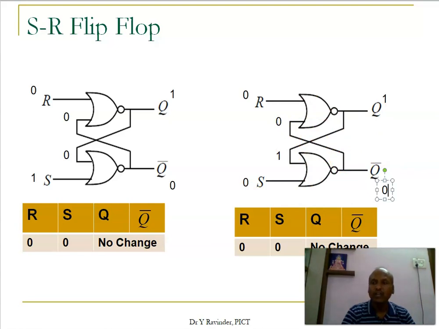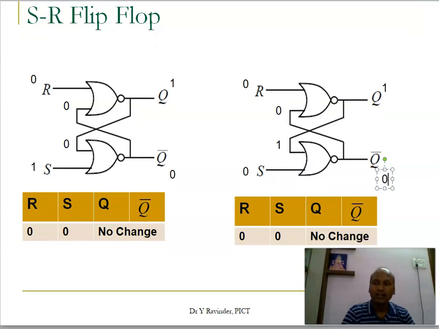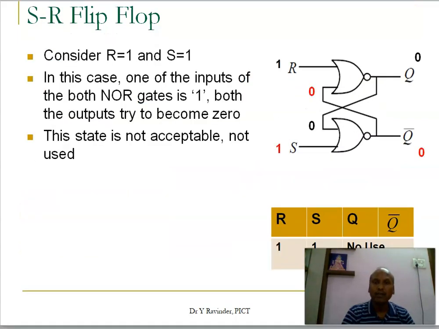So that is what we are trying to understand. We have tried to understand the 3 cases: when R is 1 and S is 0, when S is 1 and R is 0, when both are 0, 0. So that is what we can look at in the table. But now this is a typical case when both are 1 and 1. R is also 1 and S is also 1.